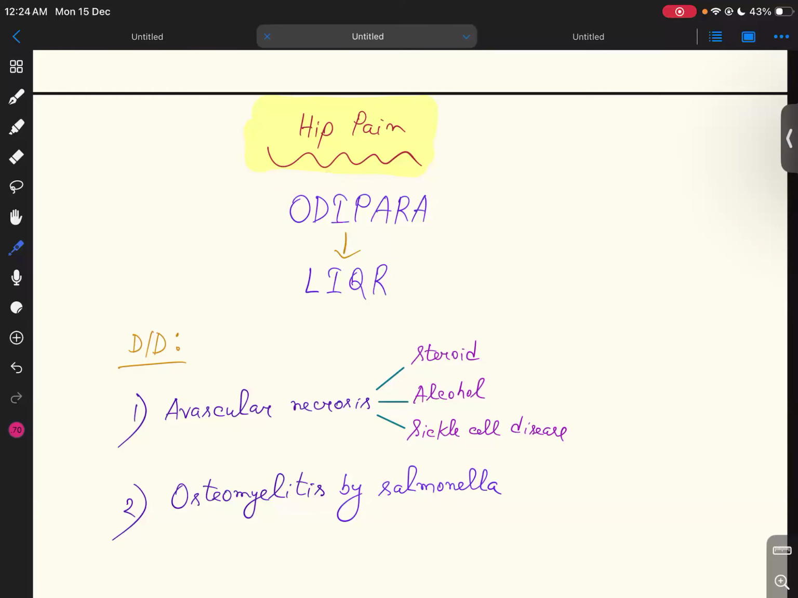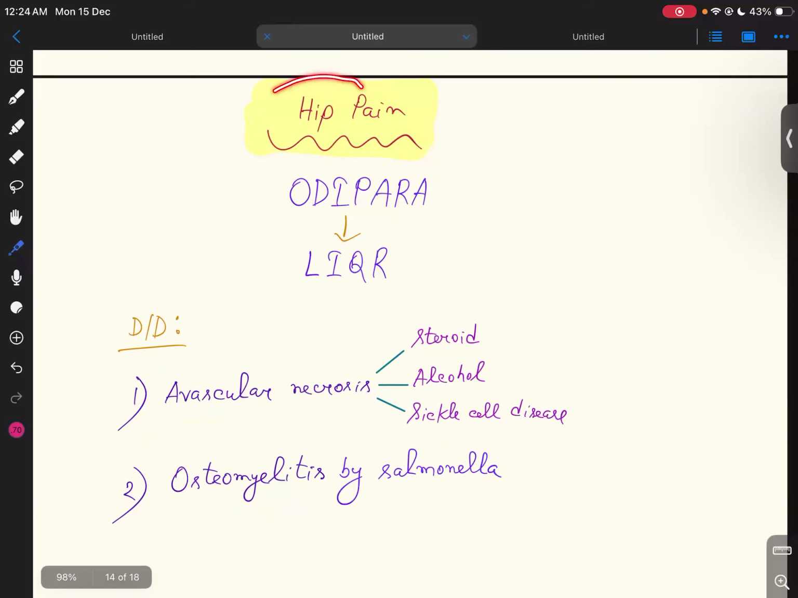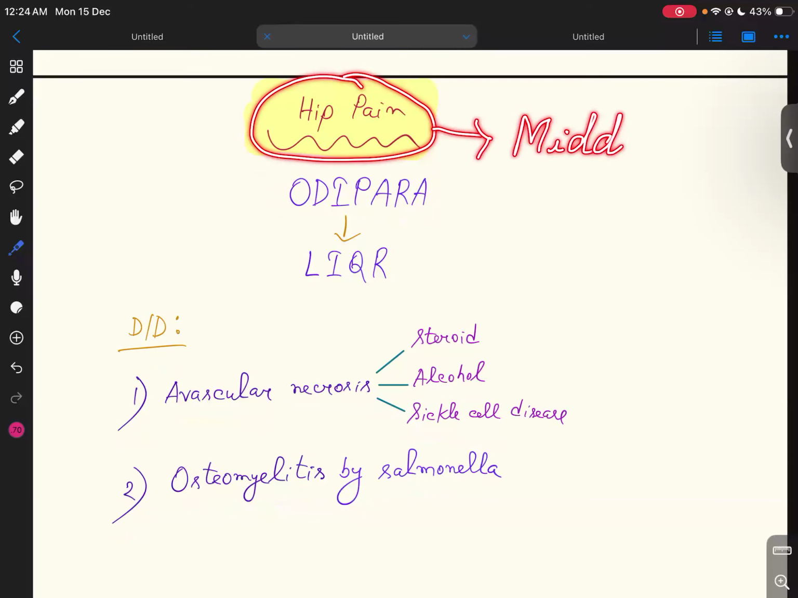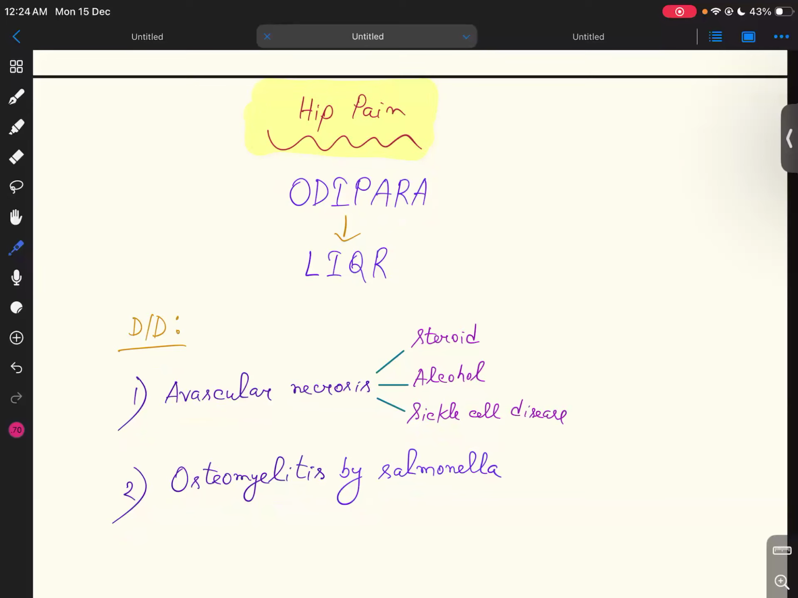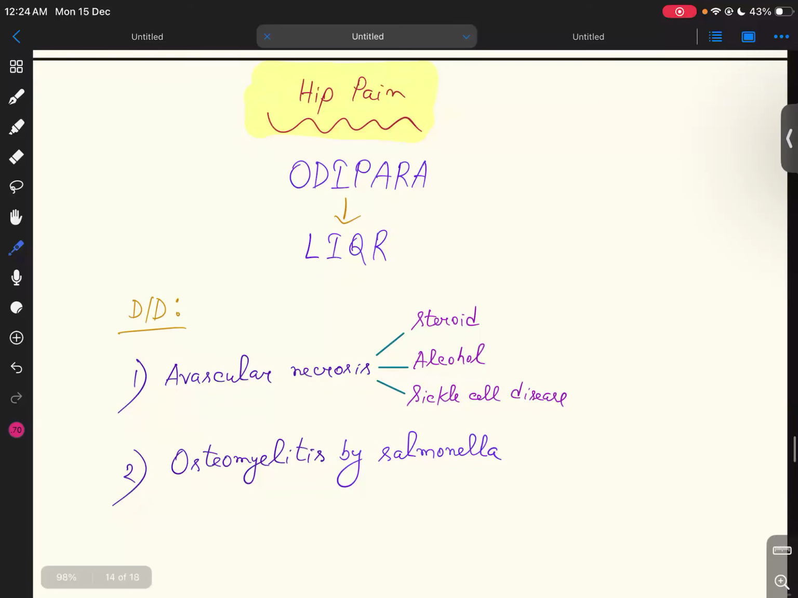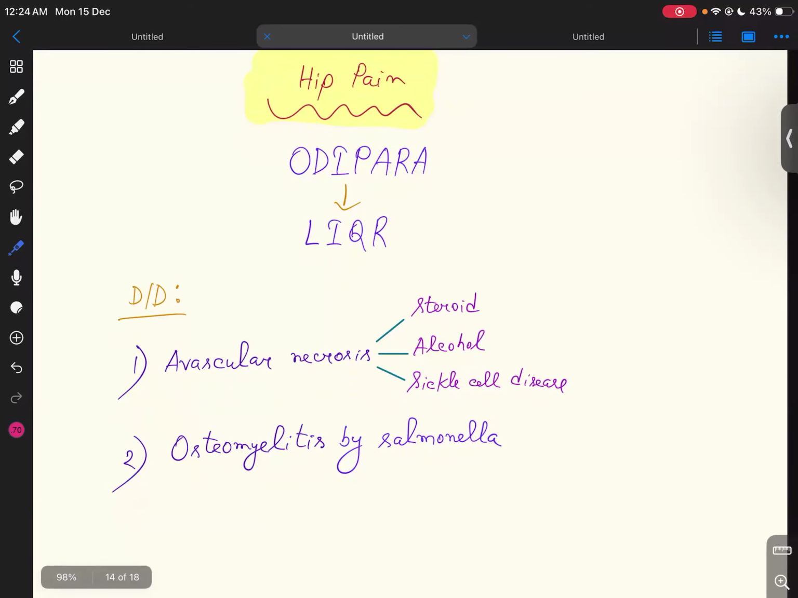Actually, this hip pain prompt comes most often in the Middle East, like Oman, Jordan, but it is not that common in India and Bangladesh for the PACES examination. This prompt usually comes in the Middle East, but it can be given. So keep it in mind.